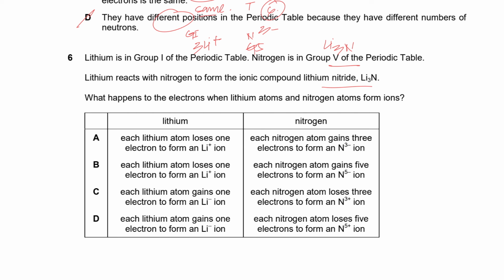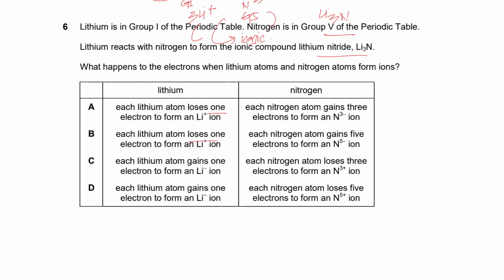Now it says, what happens to the electrons when lithium atoms and nitrogen atoms form ions? You realize that this is an ionic compound. He's even told you this, but you realize that this is a metal and that's a non-metal, and there's a transfer of electrons, so that's obviously an ionic compound. Now, each lithium atom loses 1 electron, that's true, and forms the lithium ion. They don't gain electrons, they lose electrons. Metals tend to lose electrons. And then between A and B you have to check out nitrogen. Each nitrogen atom gains 3 electrons to form the N3 minus ion. That's true. Each nitrogen atom does not gain 5 electrons because it can only accommodate 3 more electrons, because then it'll have the complete octet of 8 electrons.